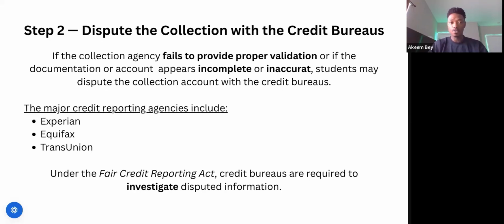So step 2 is to dispute the collection account with the credit bureaus. If the documentation or account appears incomplete or inaccurate, then you may dispute the collection account with the credit bureaus. And again, this is the fact-based dispute method, right? Those major bureaus, of course, we know: Experian, Equifax, and TransUnion. Under the Fair Credit Reporting Act, the bureaus are required to investigate any disputed information on any account that you challenge on your credit report.